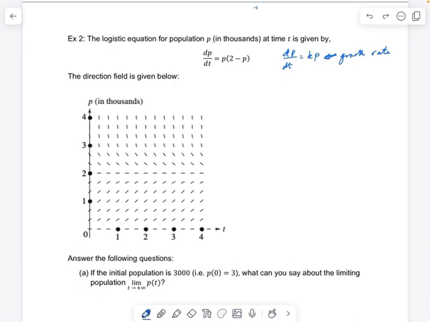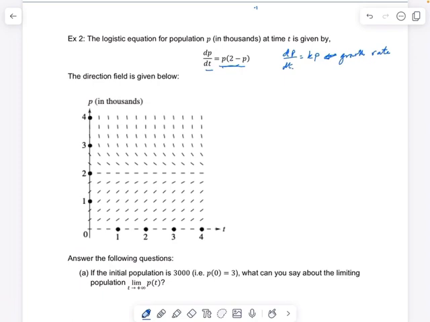We can easily solve that by separation of variables. We are not going to go into that detail, although you can do it by moving the P quantities to the left, both P and 2 minus P, and then using the partial fractions method. But here we are just going to look at its direction field and answer some questions.